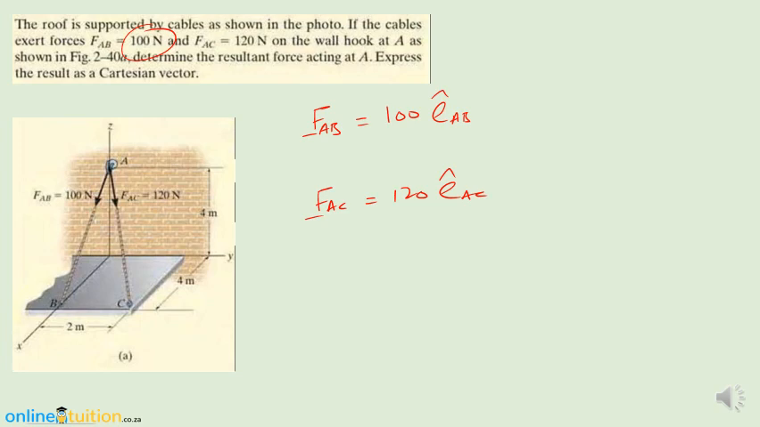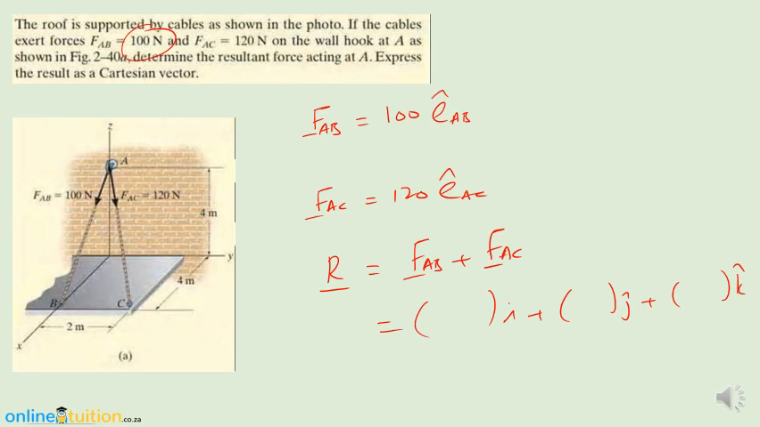How do we work out the resultant? Well, it's pretty straightforward, isn't it? The resultant is nothing more than FAB plus FAC. And your final answers would be, you know, my famous line, something i plus something j plus something k. So take a look at that. Pretty straightforward. And to work out the magnitude, if you take the magnitude of this vector, it's the root of each of these brackets squared, isn't it? The sum of these things squared.